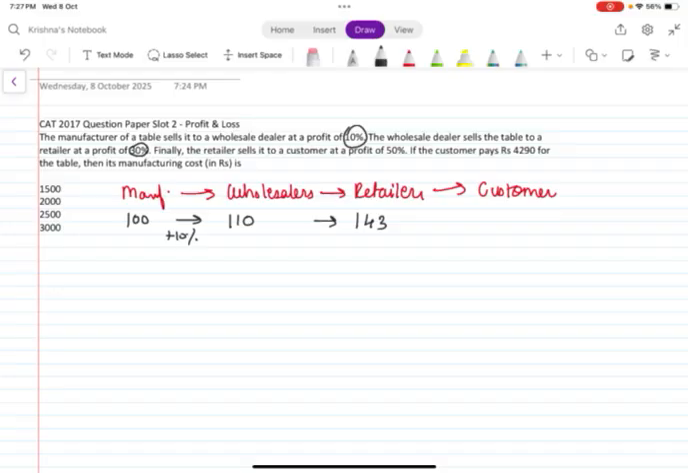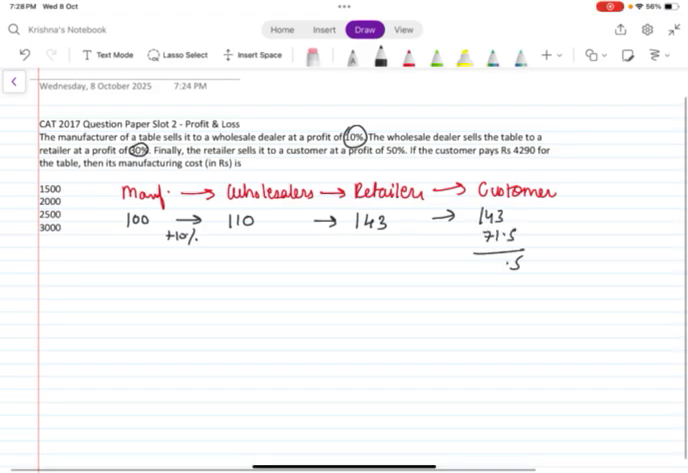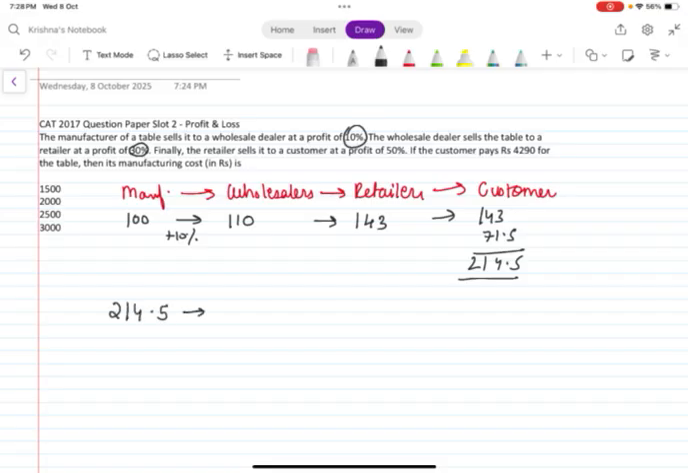Now the retailer sells it at a profit of 50% to the customer. So 50% profit means 71.5, and 143 plus 71.5 gives us 214.5. So that is the amount that the customer pays. According to us, the amount is coming out to be 214.5, but according to the question, it is 4290. So what was the manufacturing cost?